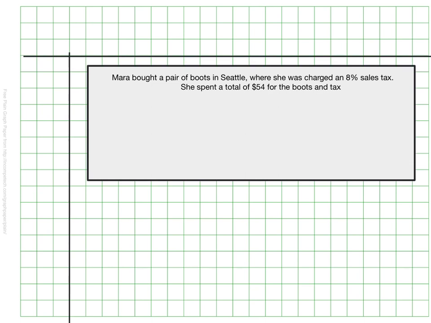Here's one last example. Up in Seattle, there's a sales tax. So Mara bought a pair of boots in Seattle, and she was charged 8% tax on the boots. So in this case, I know that she paid for the boots, and she paid 8%, not 80%, but 8% more of the boots. We can make that a whole thing, 100% of the boots and 8% more. So she spent 108% of the price on the boots, right, including that extra sales tax. So that's my expression that shows how much she spent.